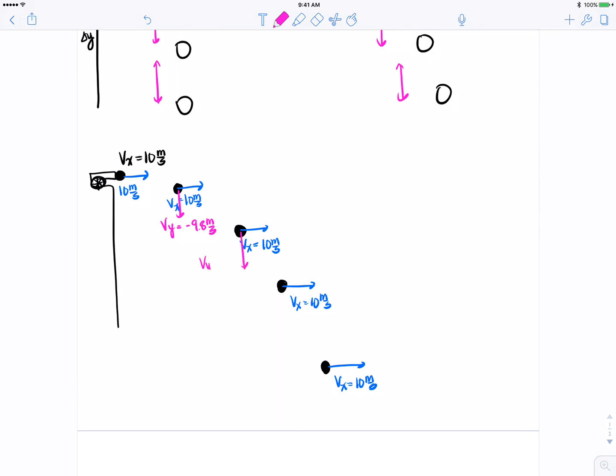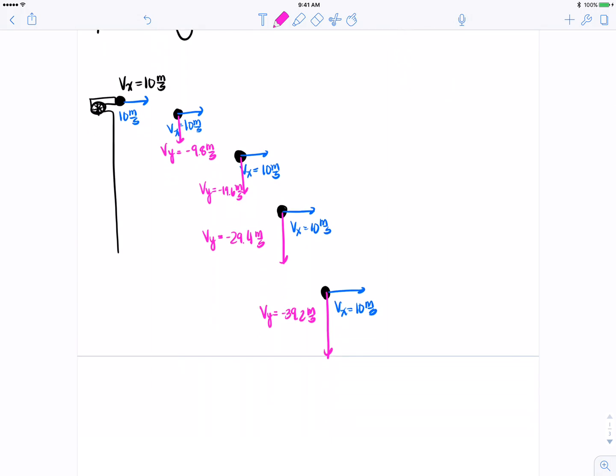At time t2, we have a vy equal to 2 times that, or negative 19.6 meters per second. Time t3, we have a vy equal to 3 times that, negative 29.4 meters per second. And after that, a vy equal to negative 39.2 meters per second. So you see that as we continue in our projectile motion, gravity continues to accelerate our cannon, or change its velocity, every second by a factor of 9.8 meters per second.